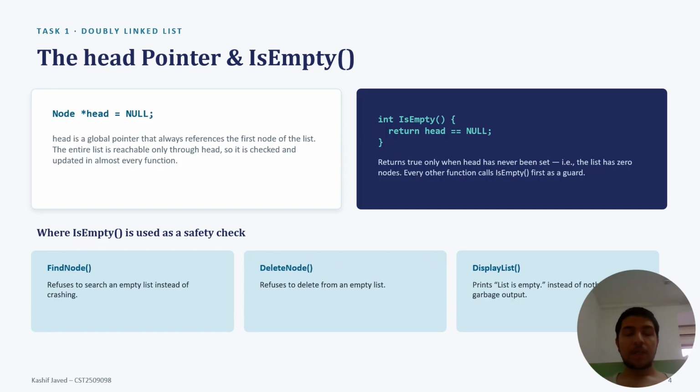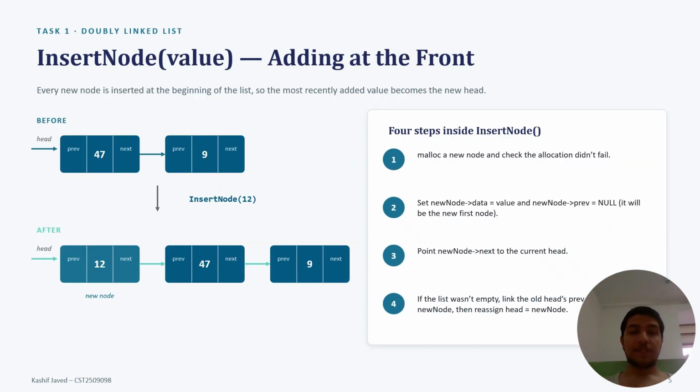So I also declared a global pointer called head, and I initialized it to null. Head always points to the first node in the list, and the entire list is only reachable through the head. So it gets checked and updated in almost every function. That is where the isEmpty function comes in. It simply returns whether head equals null. I call this at the start of find node, delete node, and display list, so the program never tries to search, delete from, or print a list that does not have any nodes.